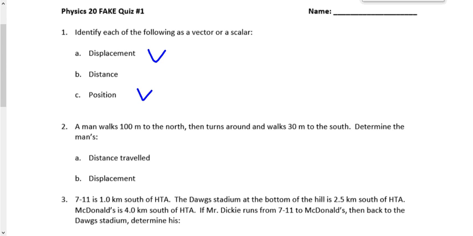What about distance? Yeah, it's just how far something's traveled, and it's going to be a scalar. The distance between here and, we said the other day, downtown Calgary is 39 kilometers. We don't say 39 kilometers to the north. We could. That wouldn't be distance anymore, right? That would be the displacement that you had as you traveled from here to downtown Calgary. Good. Okay, let's look at number 2 now.